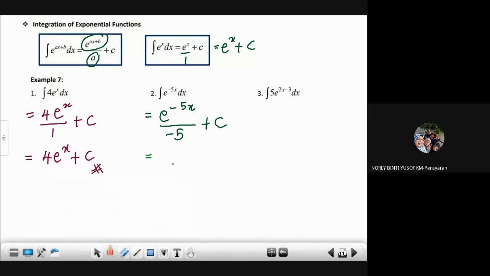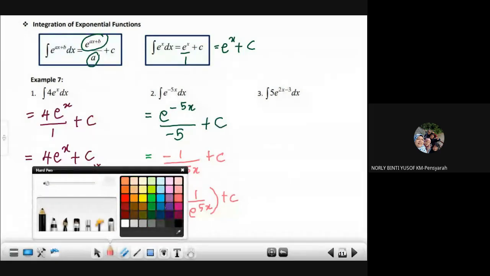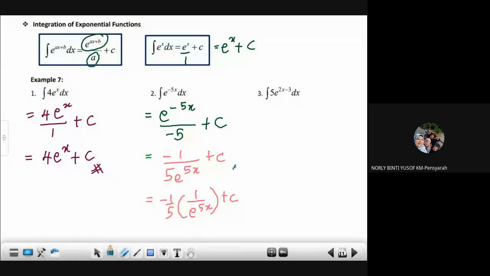Separate boleh, tak separate pun tak apa. Kalau macam ni, negative 1 over 5 e power of 5x plus c. Kalau nak separate, negative 1 over 5, 1, e power of 5x plus c. Dua-dua boleh lah. Tapi inilah yang sebetulnya. Kalau nak separate, nak tahu coefficient, tapi kalau tak nak pun tak apa, sebab dia separate reciprocal.